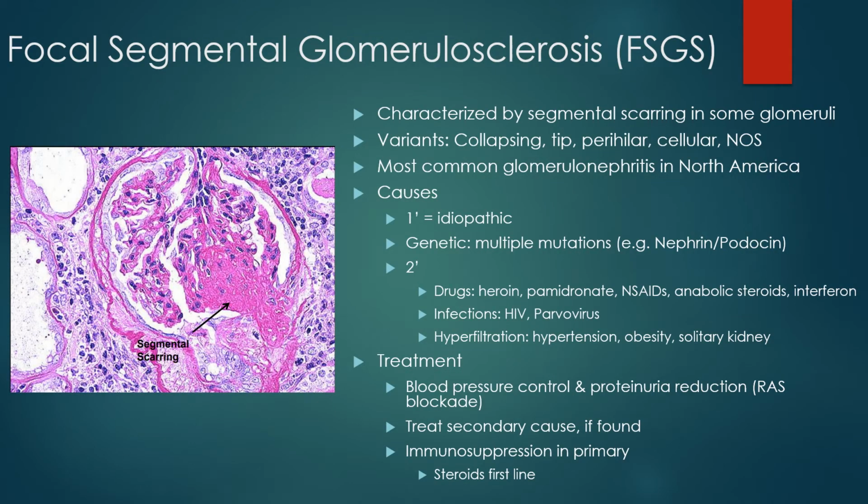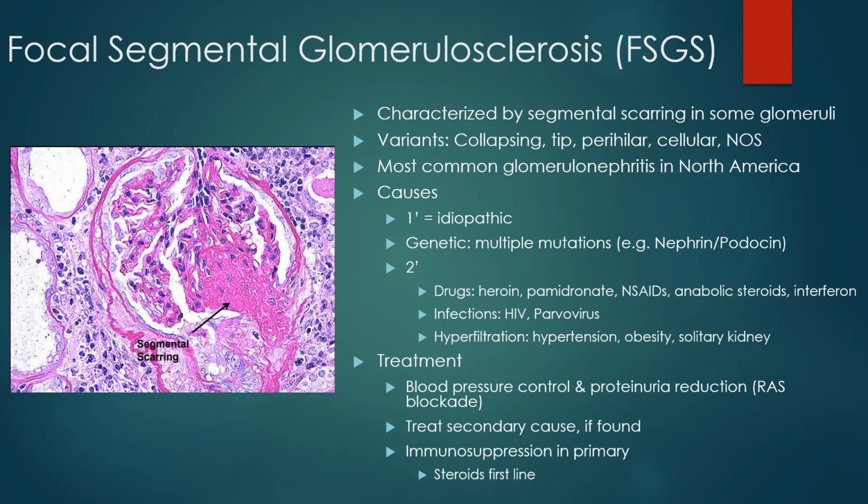FSGS, or focal segmental glomerulosclerosis, is the most common glomerular nephritis in North America. It's characterized by segmental scarring in some of the glomeruli, and the variants are named based off of where the scarring is seen. Light microscopy will show sclerosis in some portions of some, not all, the glomeruli, and immunofluorescence is generally negative, with electron microscopy showing variable podocyte effacement. In terms of the causes of FSGS, these include primary or idiopathic causes as well as genetic causes.